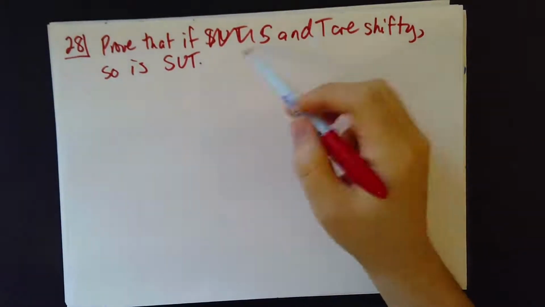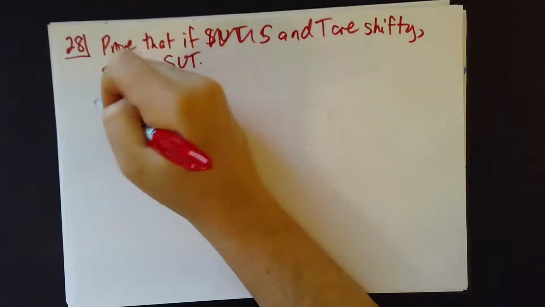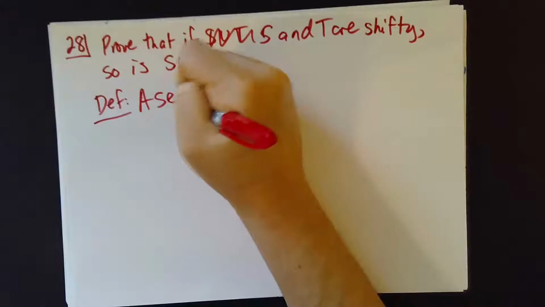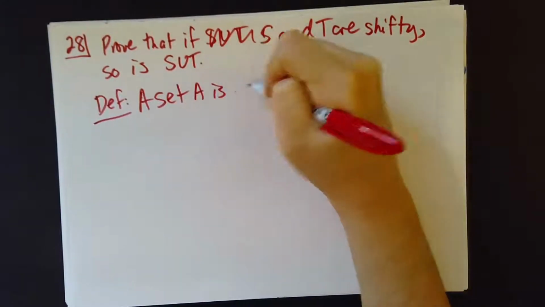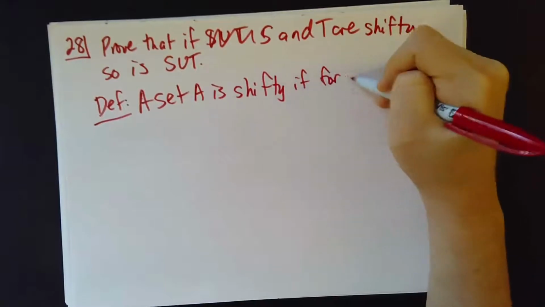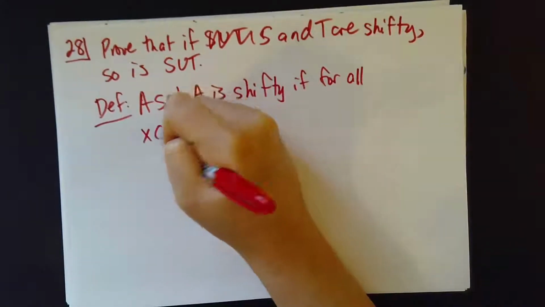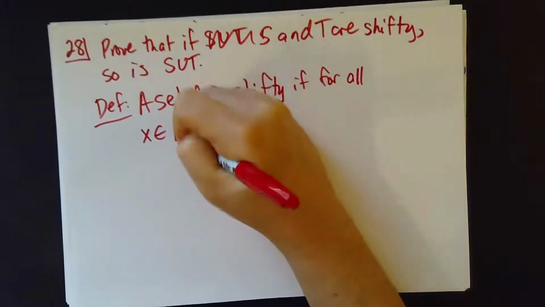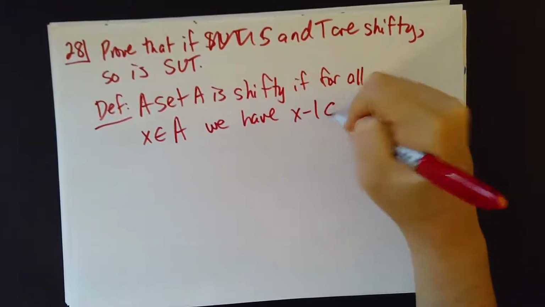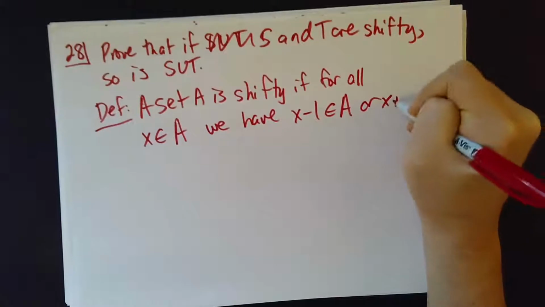So, what does it mean for something to be shifty? Remember the definition here is that a set A is shifty if for all x in A we have x minus 1 is in A or x plus 1 is in A.